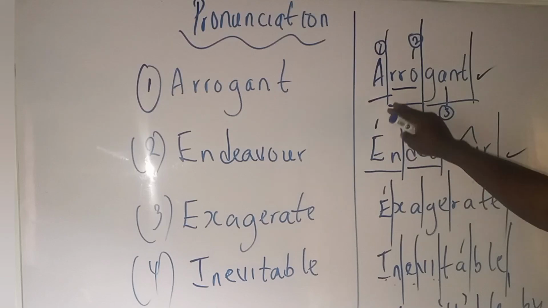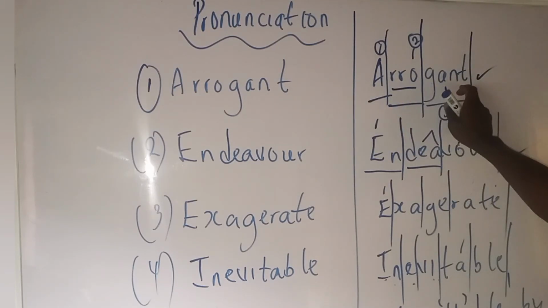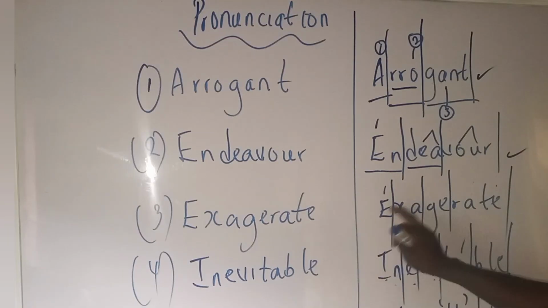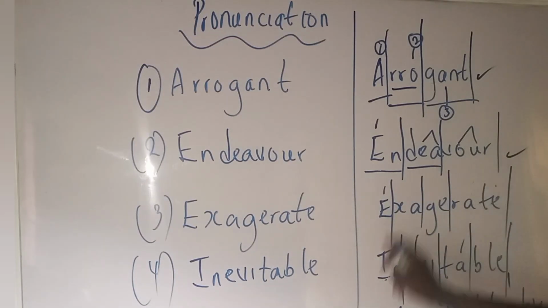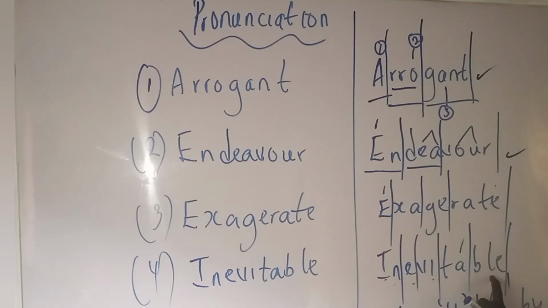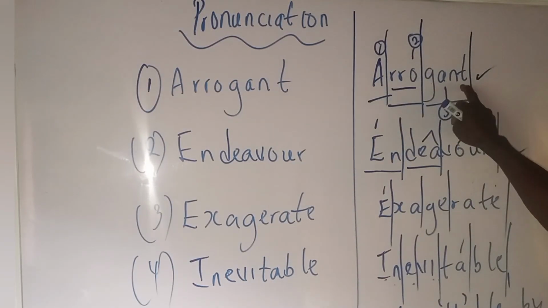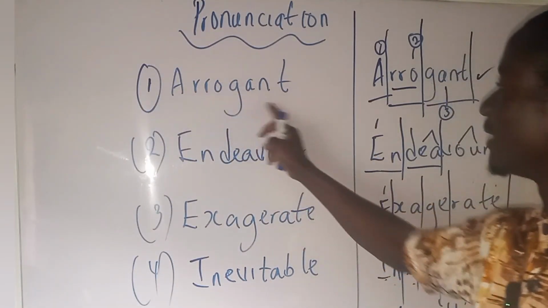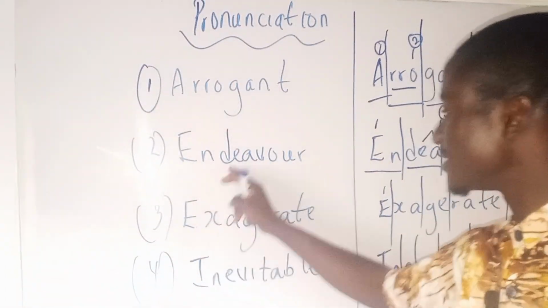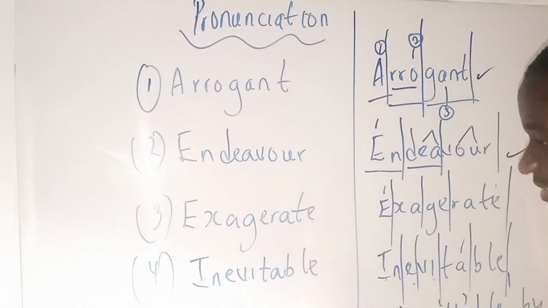So this first one is arrogant. This second one is endeavour. The third one is exaggerate. The fourth one is inevitable. Again, arrogant, endeavour, exaggerate, inevitable.